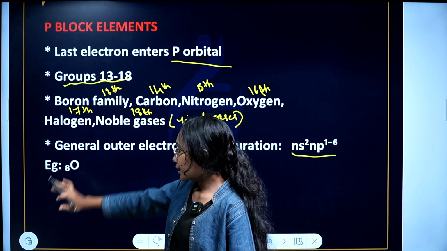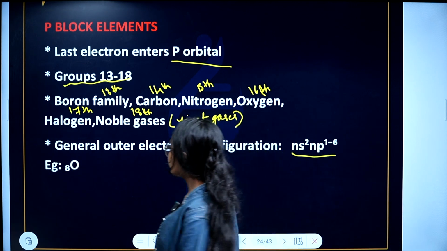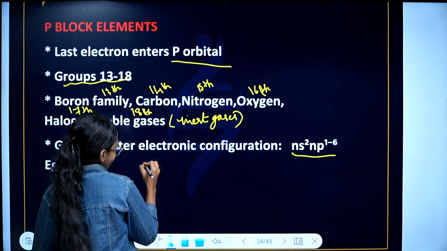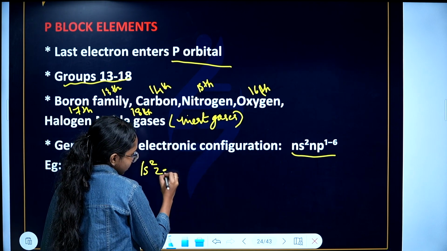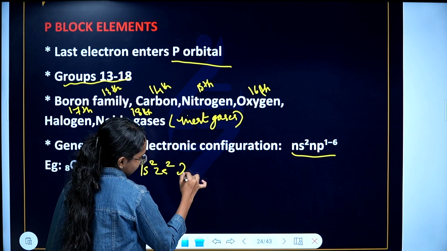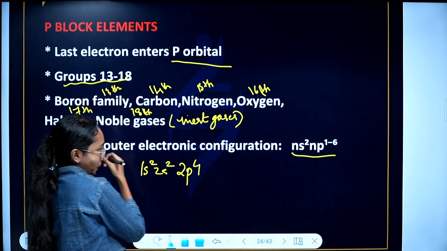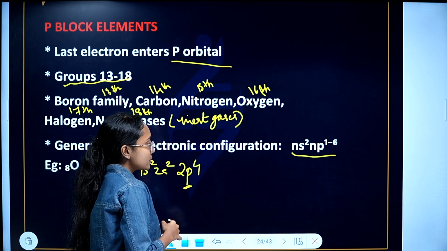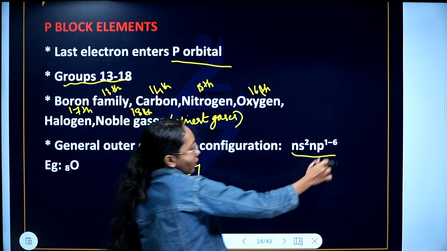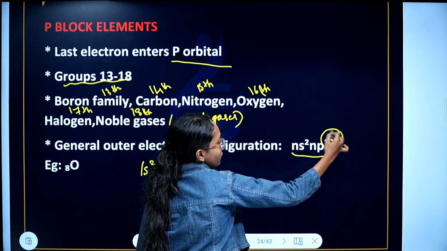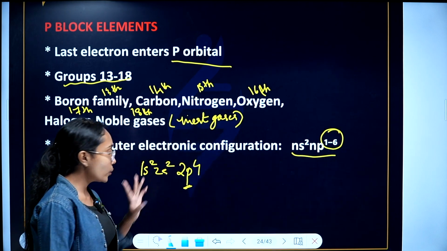Let's write the electronic configuration of oxygen here. The atomic number of oxygen is 8. So 1s2, 2s2, 2p4. The outermost electron enters the p subshell. Here 1 to 6 electrons are possible. Here 4 electrons are there.